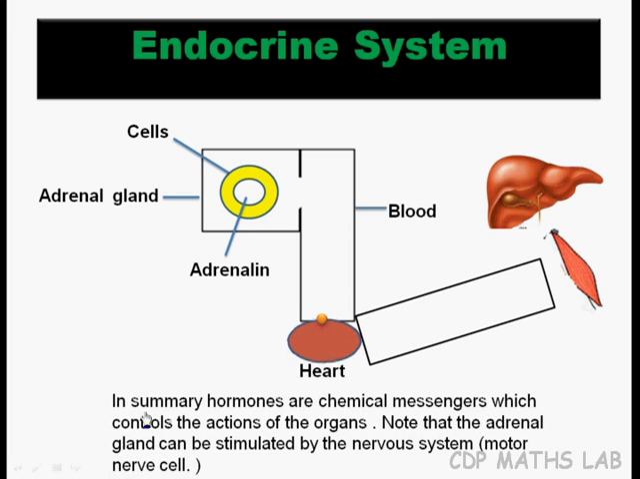Now, it says, in summary, hormones are chemical messengers which control the actions of the what? Organs, as you can see. Note that the adrenal gland can be stimulated by the nervous system or the motor nerve cell, as I told you before, because he heard the gunshot with his sense organ, and it was sent to the central nervous system. And of course, the central nervous system stimulated the adrenal gland to release the adrenaline hormone to cause the heart to beat faster.